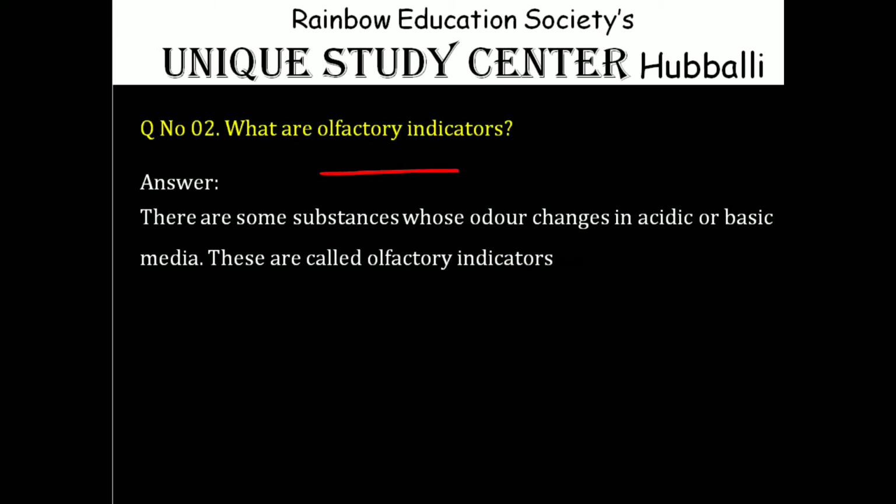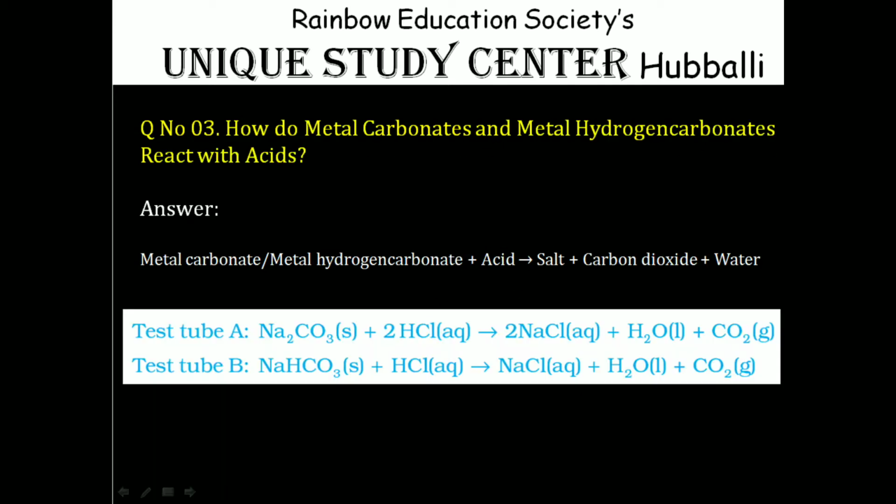What are olfactory indicators? There are some substances whose odor changes in acidic and basic media. Means the substance indicates the acidic and basic character by changing its odor, the smell will be changing. Such indicators are called olfactory indicators. These are 1 mark questions.